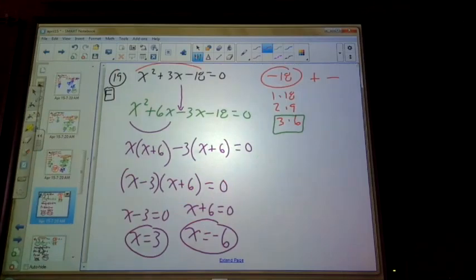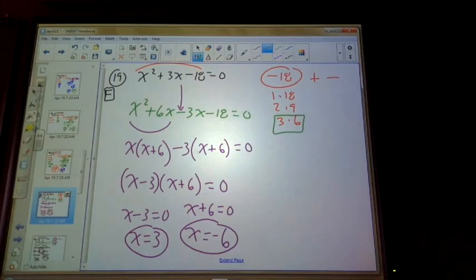So number 19, we're trying to factor. So our magic number is negative 18. We know our signs of both of them will be positive and negative. My factors of 18 are 1 and 18, 2 and 9, and 3 and 6. The two that work, one being positive, one being negative, that would add up to 3x, is 6x and negative 3x. So I'm going to plug in x squared plus 6x minus 3x minus 18.